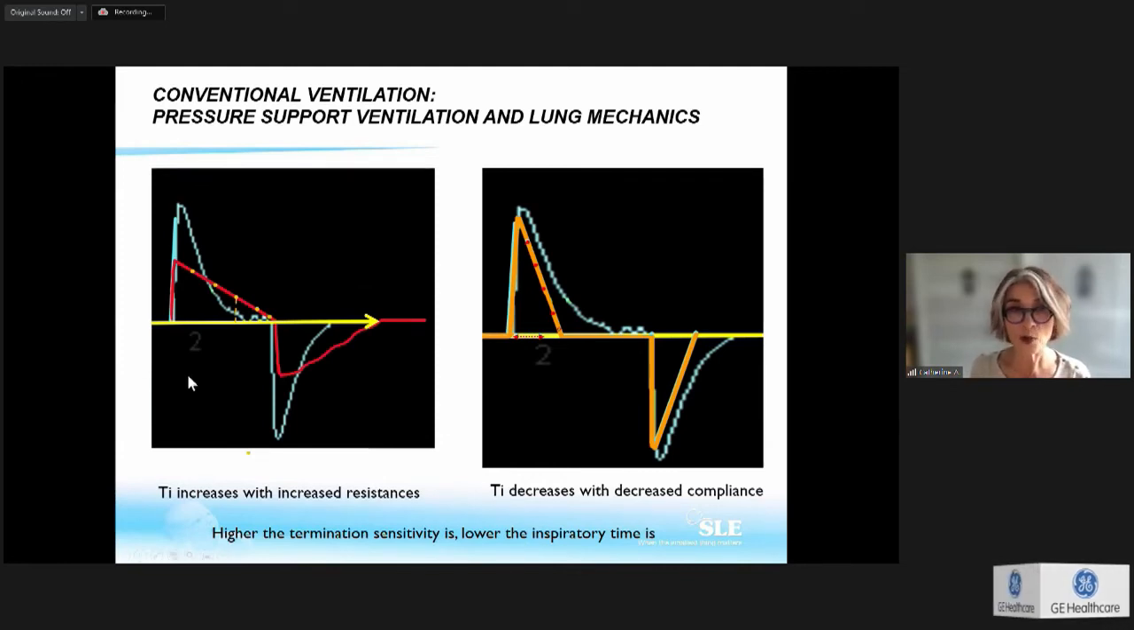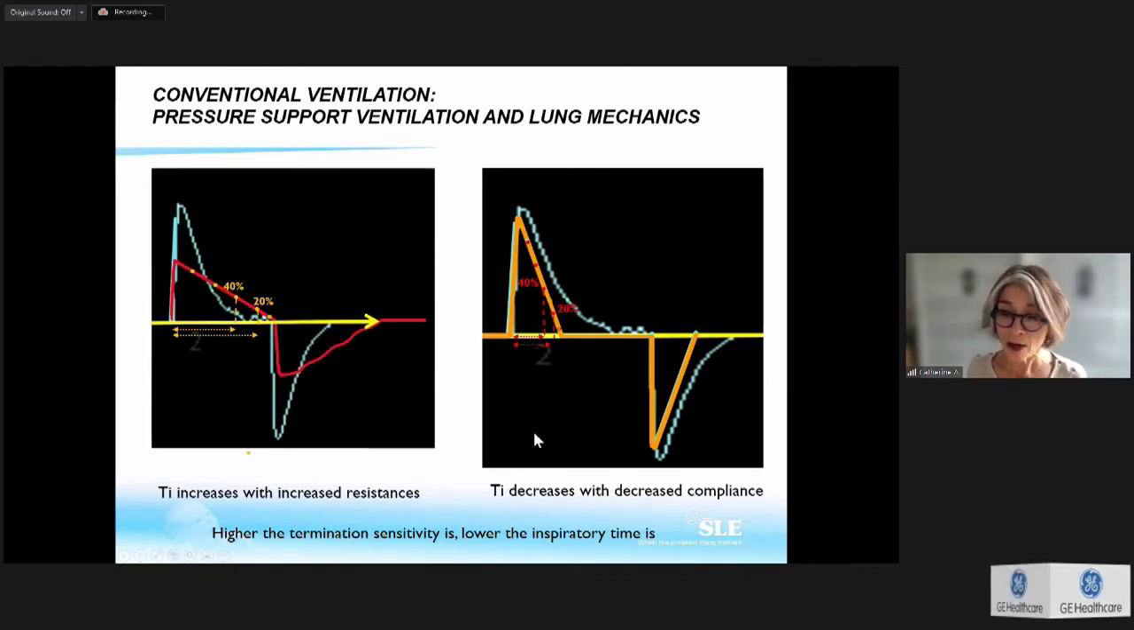Look, your waveform will change. Here, I have a patient who has a problem of resistances, so I'm trying to inflate my balloon with a small straw. Here, the peak flow will be lower, and it will take a long time for me to inflate my balloon. So what is very nice here is that you see now, to reach 5% is actually longer. So automatically my TI is adapting to my patient's lungs.